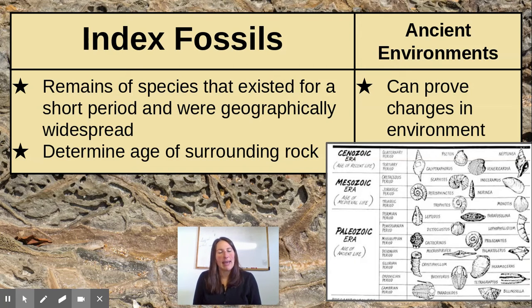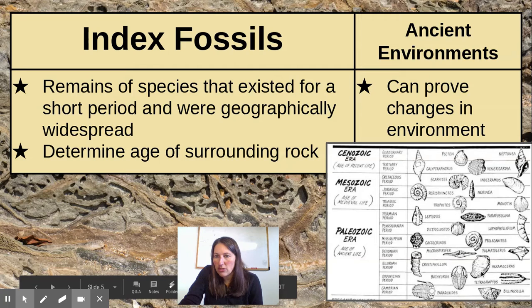which we're going to be talking about age coming up in the next several lessons. So we'll get more into that. But the index fossils help you do it. So ancient environments: fossils can give us a lot of information about environments from the past. The fossils help us do this, and prove changes in the environment.